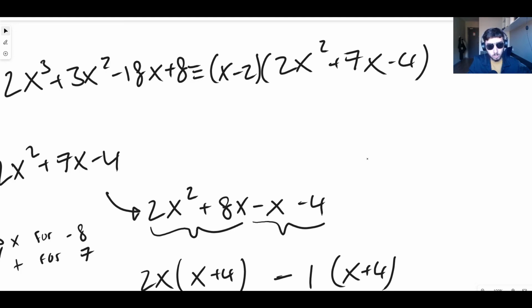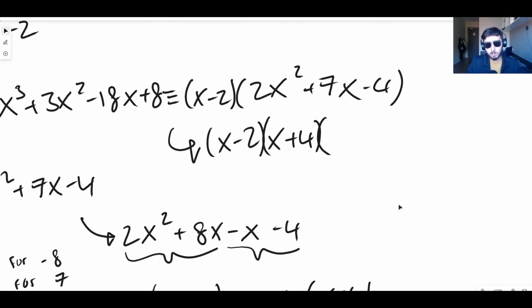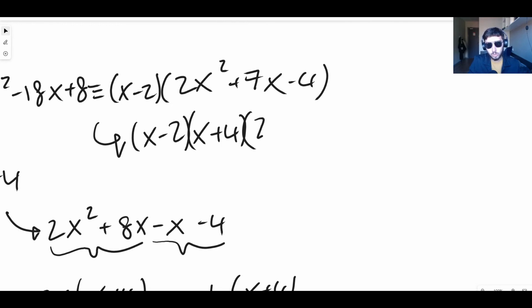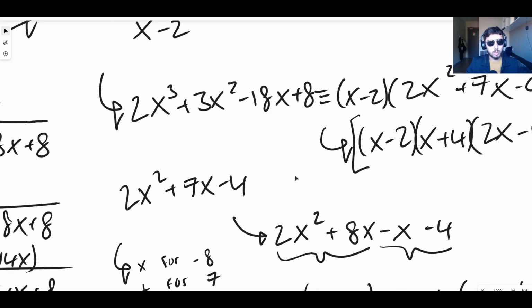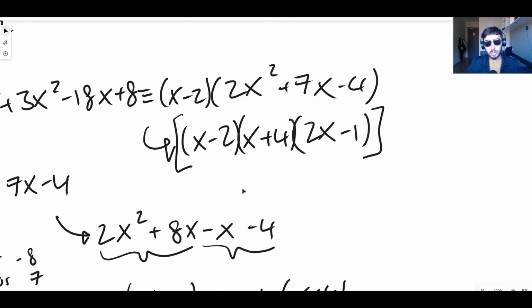So then what I will do is I'm going to come back over here. And the x minus 2 was already there. And then the quadratic bit, we just figured out that is x plus 4 times, what was it, 2x minus 1. 2x minus 1, just like that. And this is the whole thing. This is the answer. This is the factorized version of the cubic expression 2x cubed plus 3x squared minus 18x plus 8. We just fully factorized it, fully.